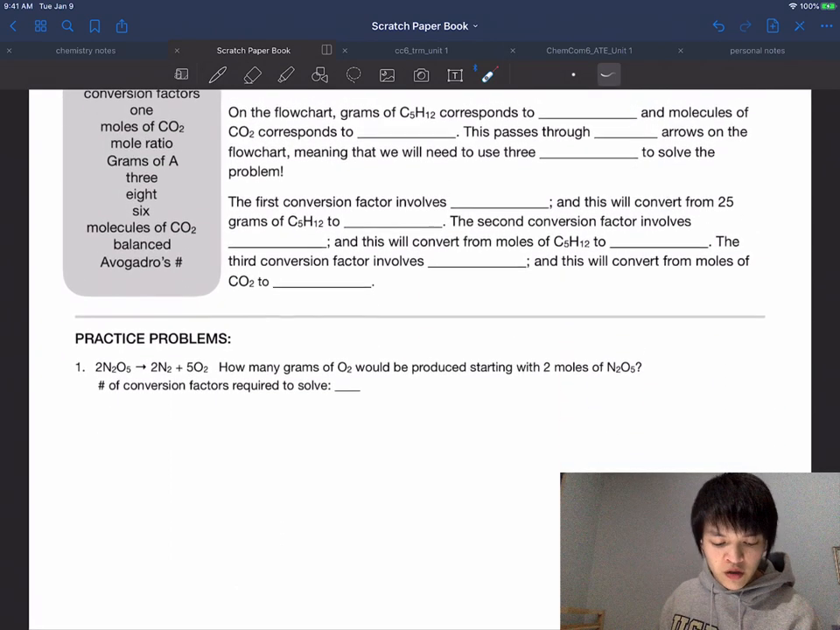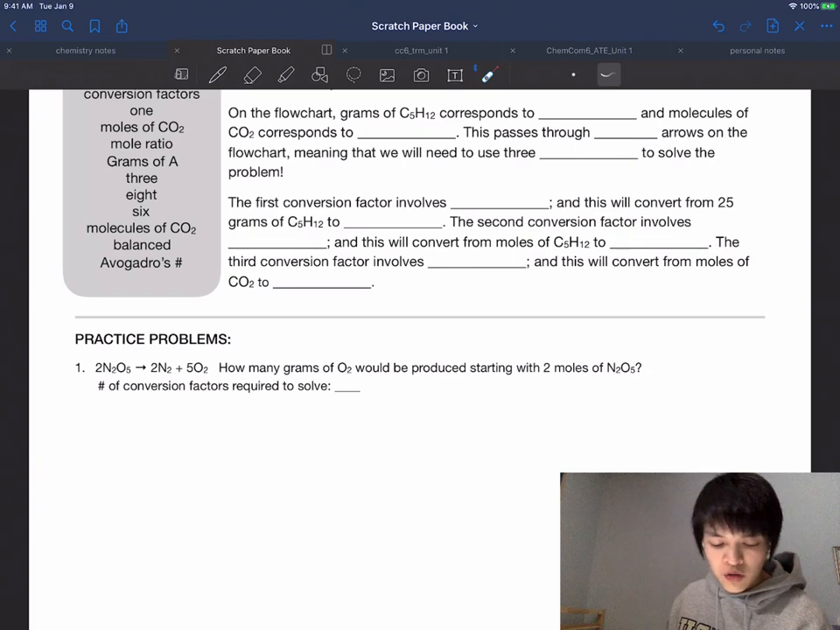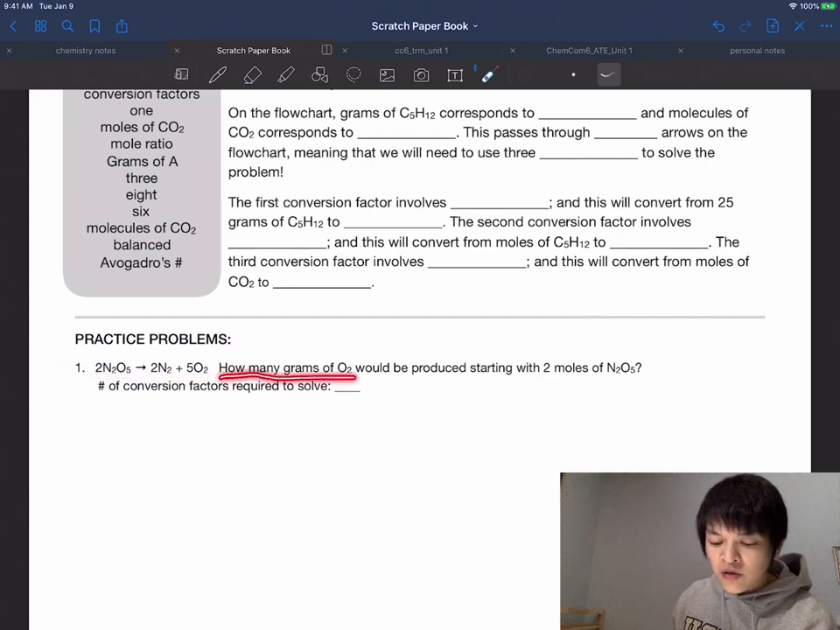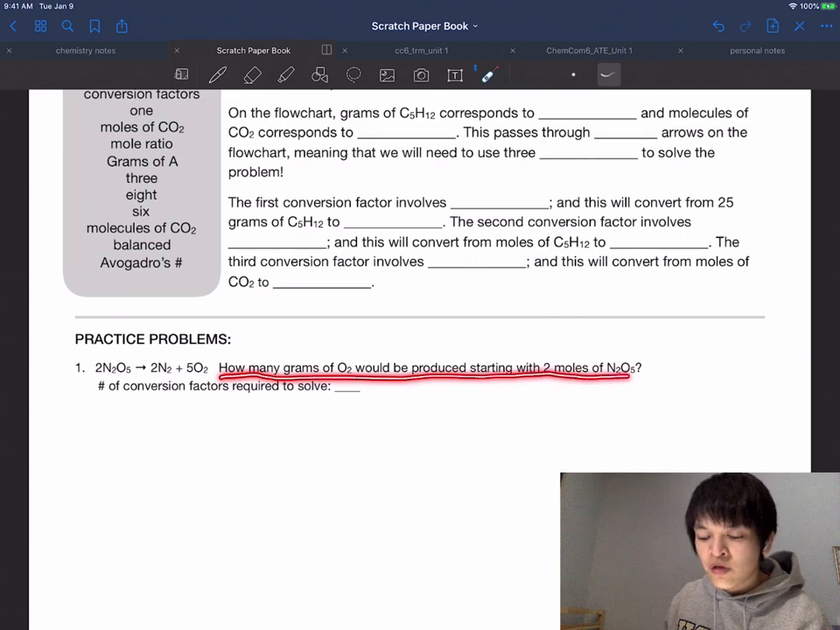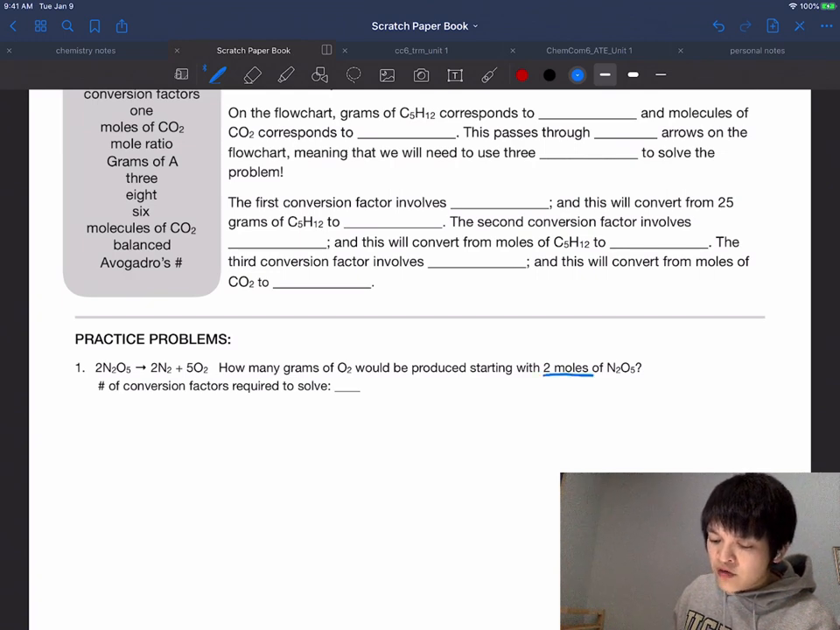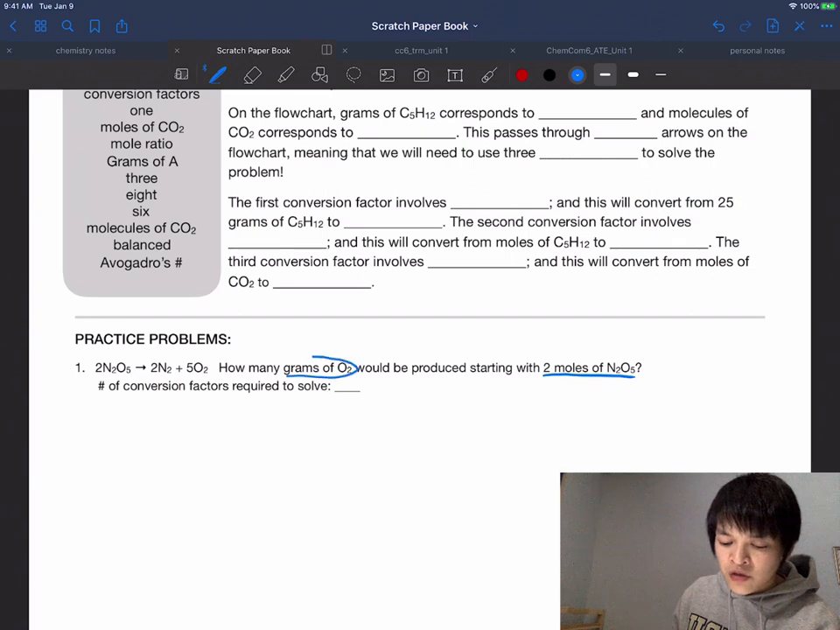All right, so again, I'm going to go over two multi-step stoich problems. In the first problem, we have a balanced chemical equation, and it's asking how many grams of O2 would be produced starting with 2 moles of N2O5. Let's start annotating. We're starting with 2 moles of N2O5. We're trying to convert to grams of O2.